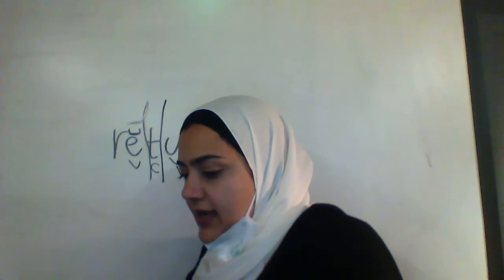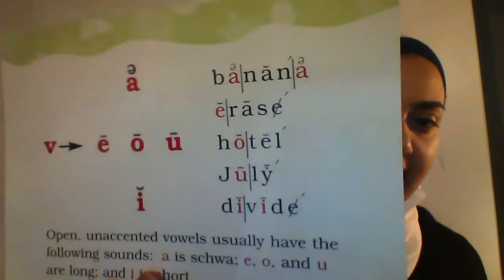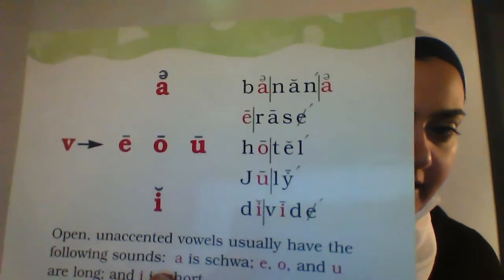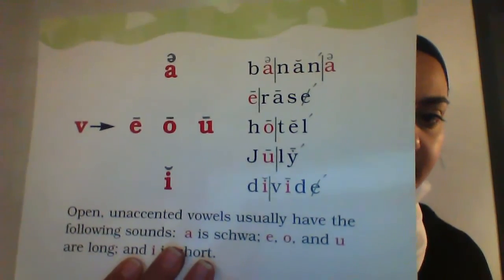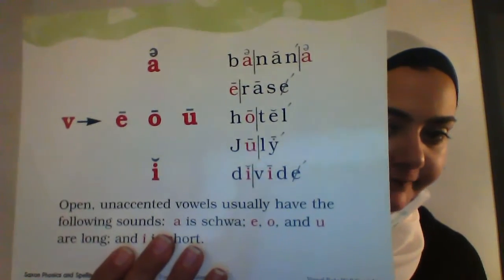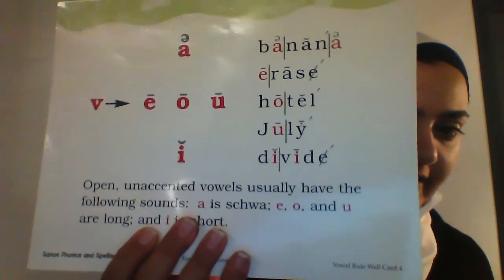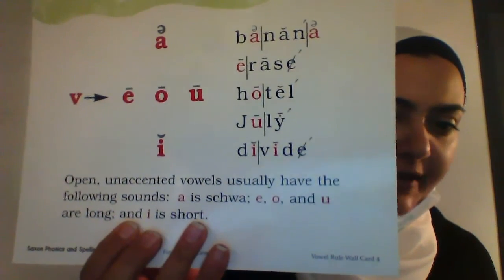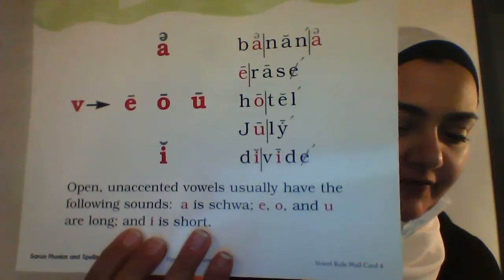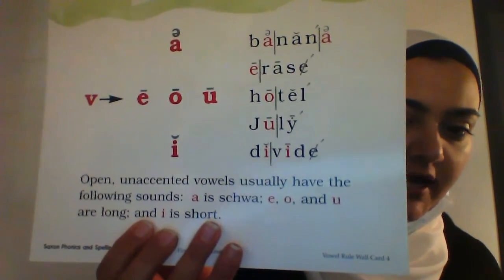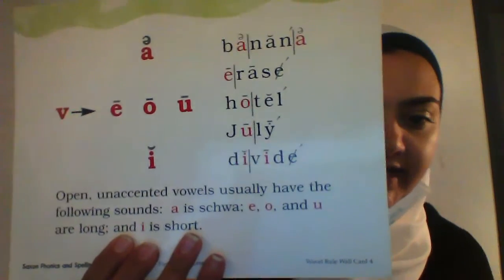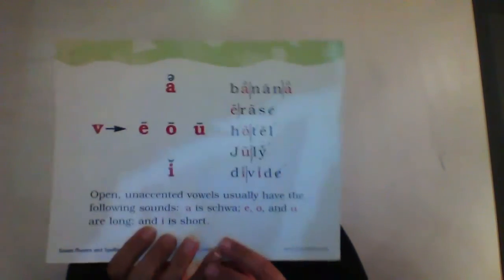All right, let's look at some examples. Okay, let's look at this together. We have, for example, banana. Banana. Erase. Hotel. July. Divide. Open unaccented vowels usually have the following sounds. A is schwa, E, O, and U are long, and I is short.